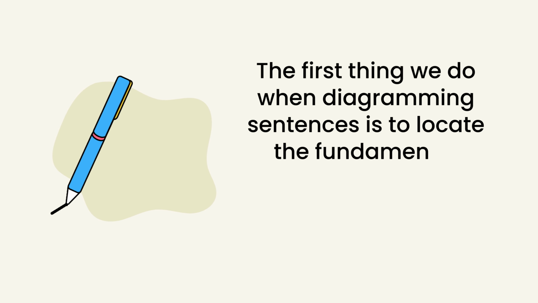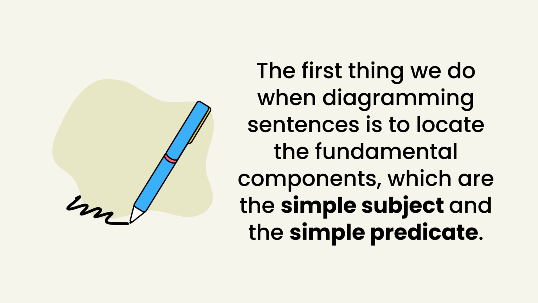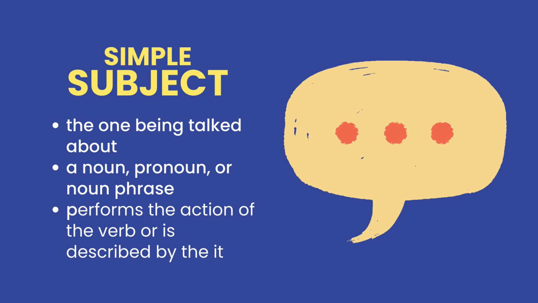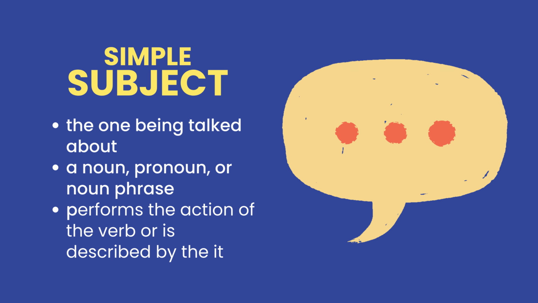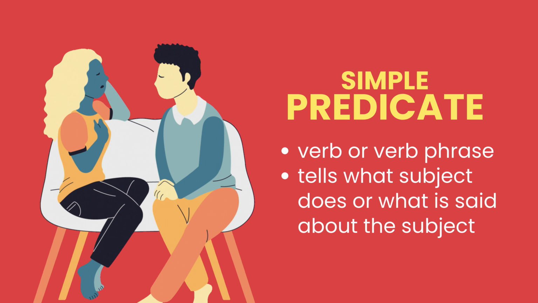The first thing we do when diagramming sentences is to locate the fundamental components, which are the simple subject and the simple predicate. The simple subject is the one being talked about, that is a noun, pronoun, or noun phrase that performs the action of the verb or is described by it. While the simple predicate is a verb or verb phrase that tells what the subject does or what is said about the subject.